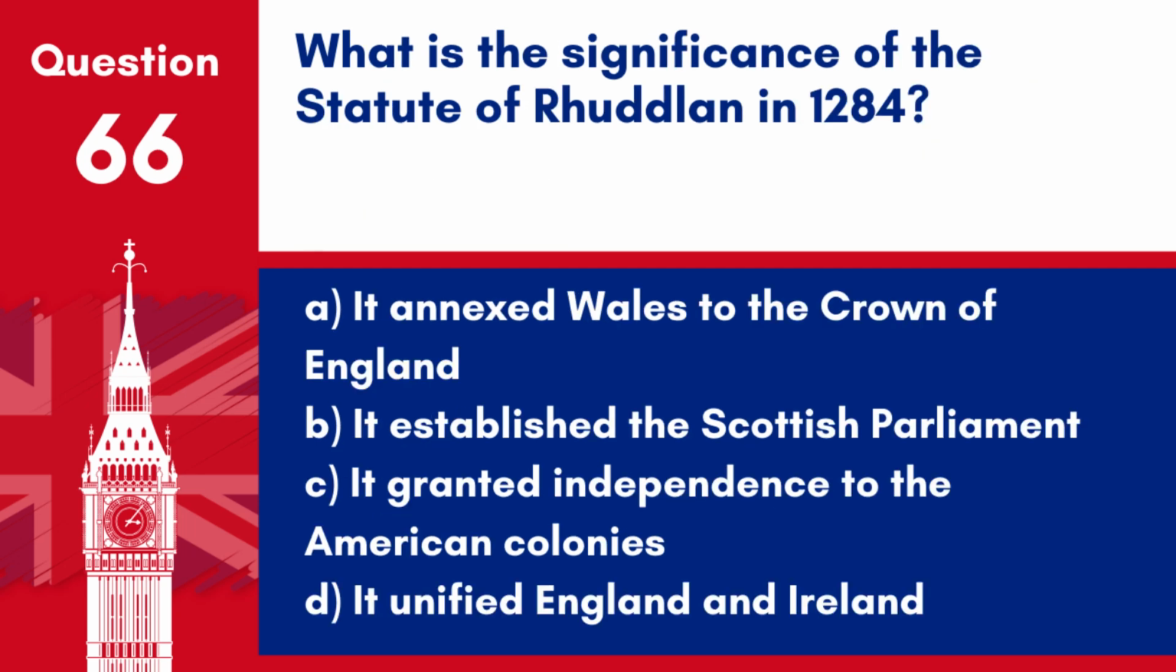Question 66. What is the significance of the Statute of Rhuddlan in 1284? A. It annexed Wales to the Crown of England. B. It established the Scottish Parliament. C. It granted independence to the American colonies. D. It unified England and Ireland. Answer: A. It annexed Wales to the Crown of England. The Statute of Rhuddlan in 1284 is significant for annexing Wales to the Crown of England, integrating the Welsh legal system into the English framework.